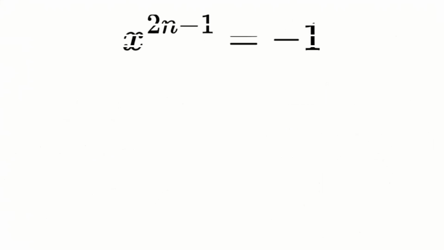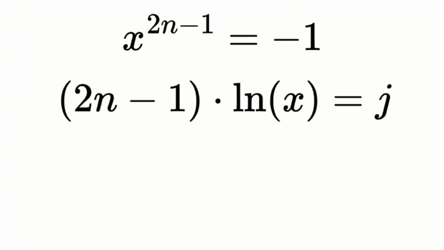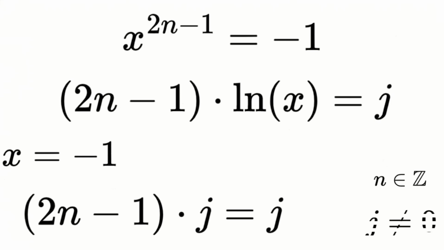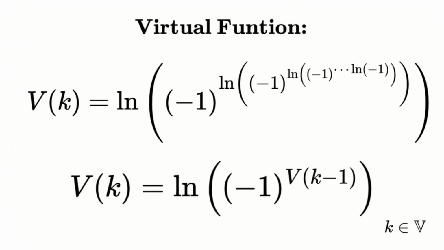For the general case, we have an equation of the type x raised to 2 times n minus 1 equals negative 1. Take the logarithm on both sides. We get 2 times n minus 1 times log x equals j. Put x equals negative 1, and we get the proof. 2 times n minus 1 times natural logarithm of negative 1 equals j, or 2 times n minus 1 times j equals j. That was the proof of the odd property. You have seen that 2 times n times j is a unit, not a separate number, so j is not equal to 0, and the same applies to odd cases.